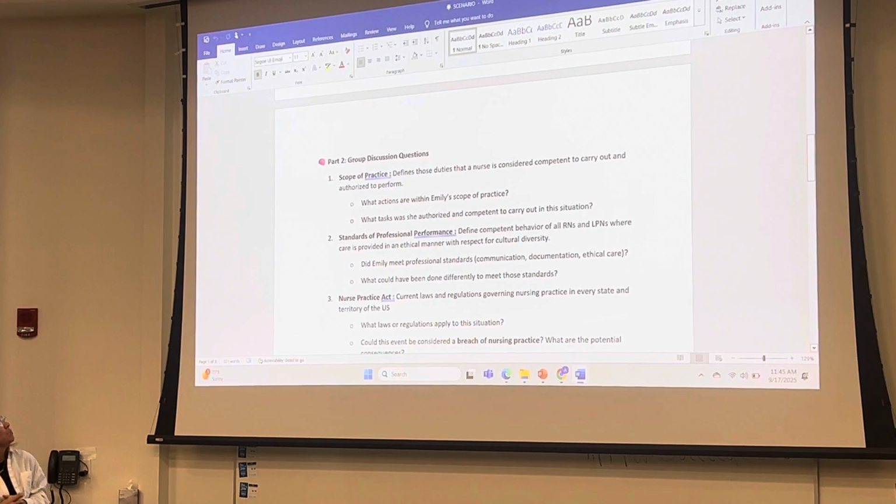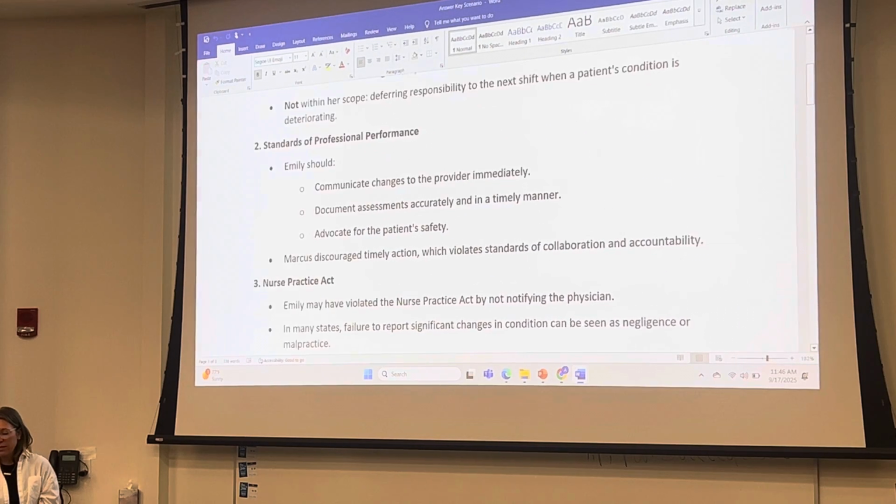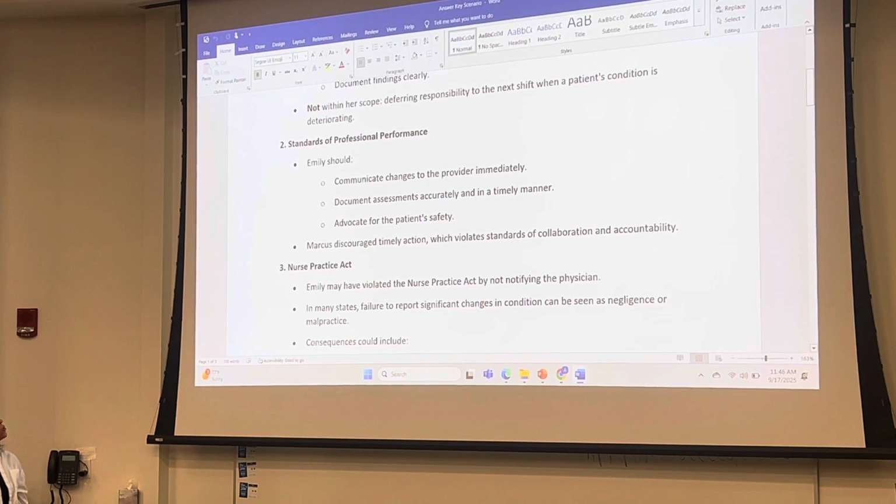Okay, it said define competent behavior of all RNs and LPNs where care is provided in an ethical manner with respect for cultural diversity. Did Emily meet professional standards, communication, documentation, ethical care? What could have been done differently to meet those standards? Okay, so again, this is gonna get pretty repetitive, but she should have communicated the changes immediately to the provider. Okay, they probably would have just ordered an extra dose of our favorite drug, Lasix. They probably would have ordered an extra shot of IV Lasix, give them that, continue to monitor, probably would have been okay.